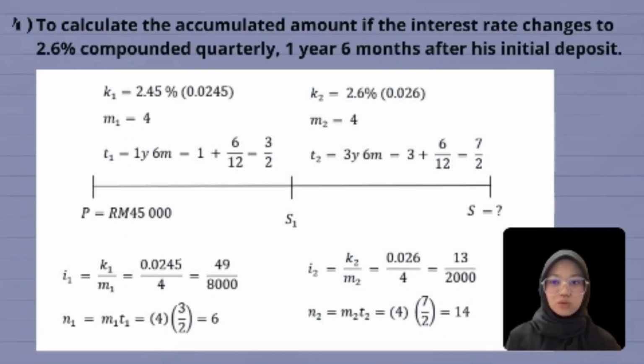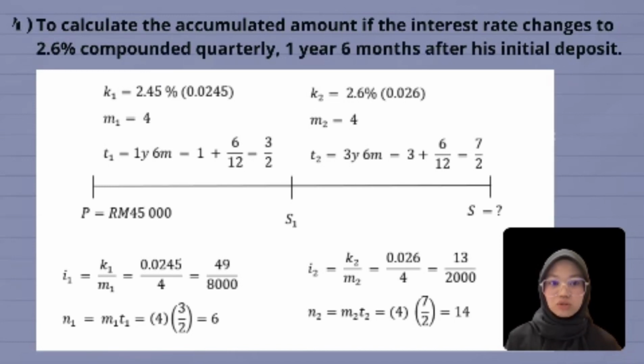The fourth question is to calculate the accumulated amount if the interest rate changes to 2.6% compounded quarterly 1 year 6 months after his initial deposit. So here we have K1 equals 2.45%, which is 0.0245, and M1 equals 4. T1 equals 1 year 6 months, equals 1 plus 6 over 12, equals 3 over 2. K2 equals 2.6%, which is 0.026. M2 equals 4. T2 equals 3 years 6 months, equals 3 plus 6 over 12, equals 7 over 2.